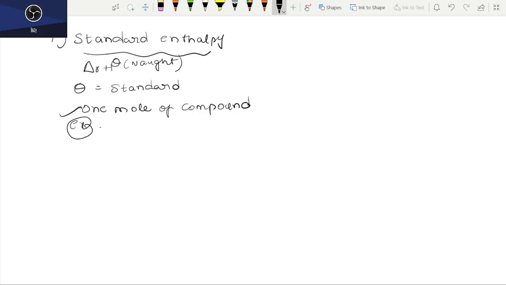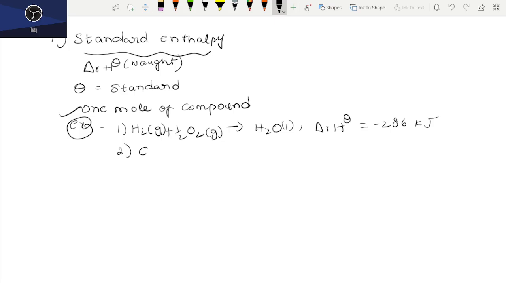Examples for standard enthalpy of formation. First one, H2 in the gaseous state plus half O2 in the gaseous state gives rise to H2O, and delta rH naught is equal to minus 286 kilojoules. Whereas in the second example I'm going to take graphite. Graphite is nothing but carbon.